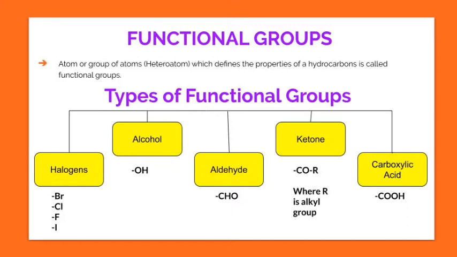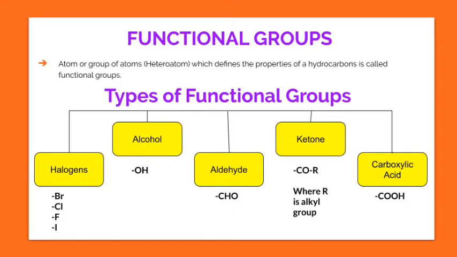So let's go. A functional group can be an atom or a group of atoms which is probably not part of the carbon and its compound, but it defines the property of a hydrocarbon. That means it can change the chemical properties of a hydrocarbon. In this chapter, we will be discussing different types of functional groups and their role in carbon compounds in determining their names.